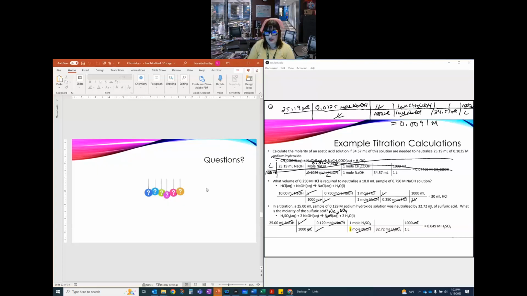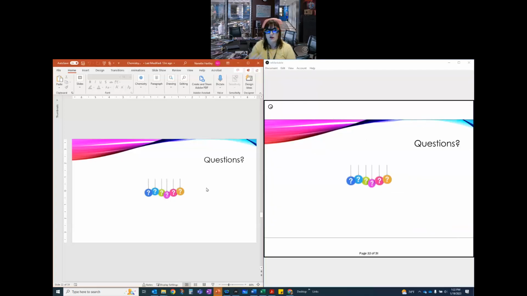Questions, comments, problems on any of the calculations that we've done? That covers most of the calculations that you would see. So we can calculate a molarity, we can calculate the volume. That's typically what we do in looking at these things: we want to either estimate how much of another solution we need to do this titration, or we want to calculate the concentration of the solution that we don't know. So that's all of our stoichiometry.